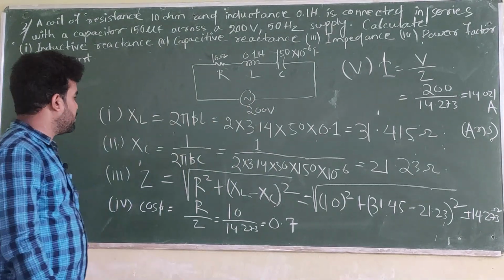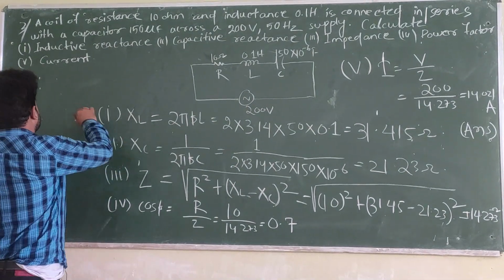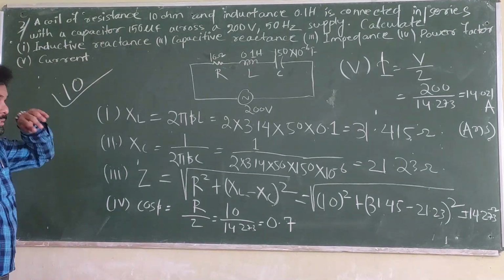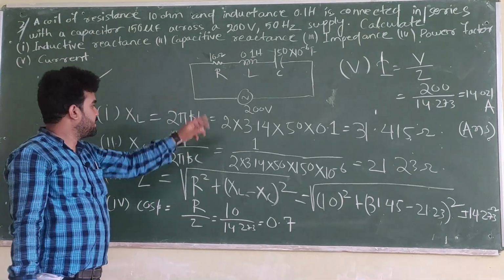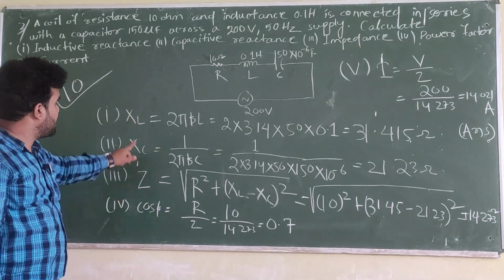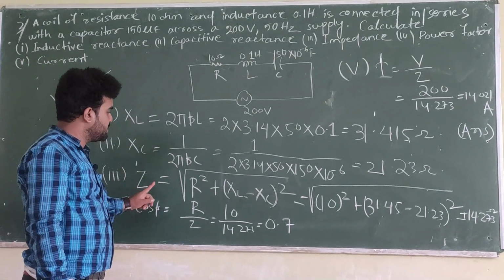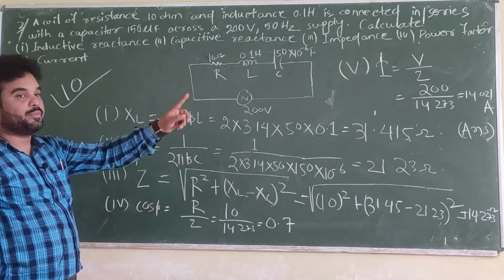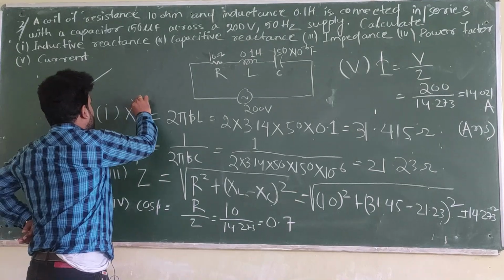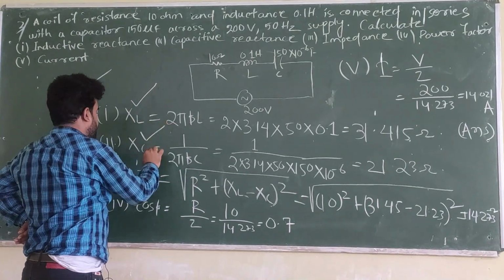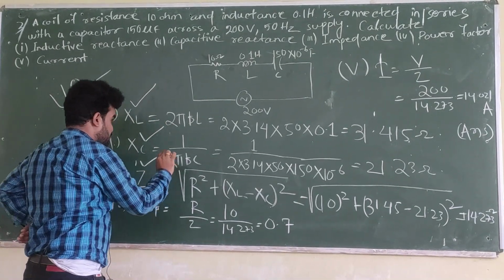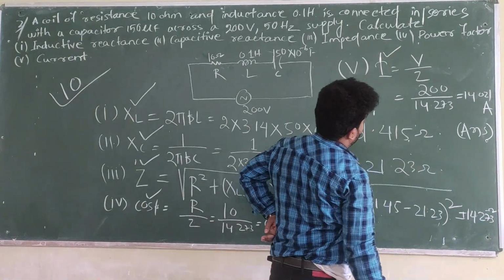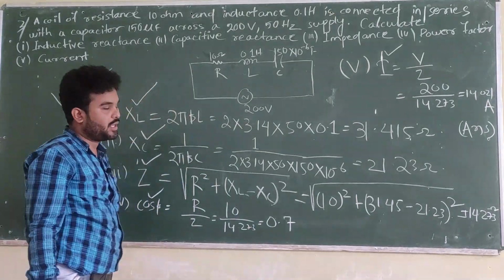Okay, so in this manner you will calculate. This is a 10-mark question. RLC connected in series: XL is equal to 2 pi FL, XC is equal to 1 by 2 pi FC, Z is equal to square root of R square plus (XL minus XC) square, cos phi is R by Z, I is equal to V by Z. Each and every one is one formula. These are the 5 formulas. Okay, complete.